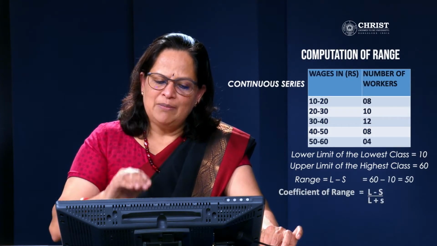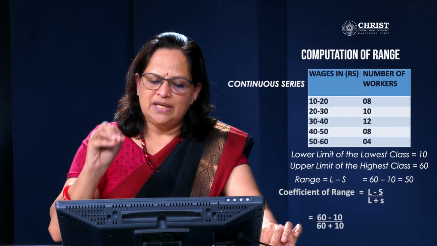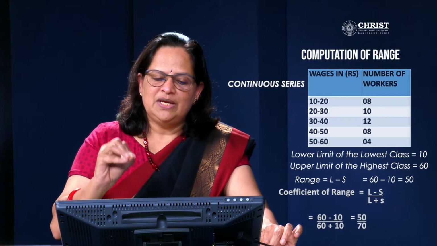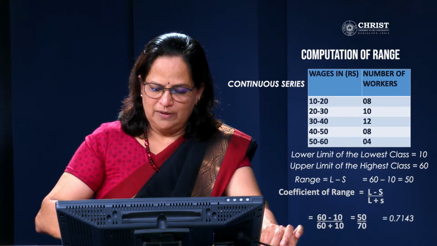Coefficient of range is (L minus S) divided by (L plus S), that is equal to (60 minus 10) divided by (60 plus 10), that is 50 by 70, that is equal to 0.7143.